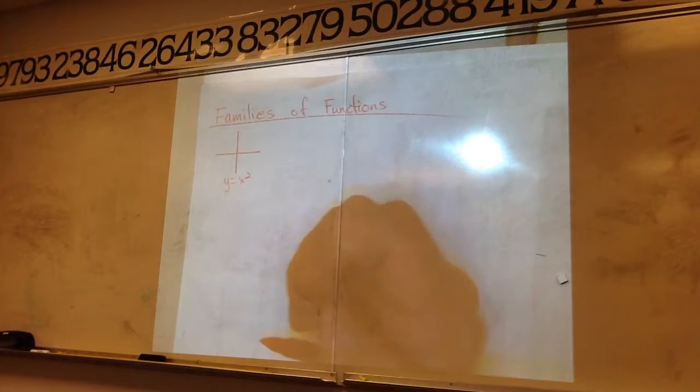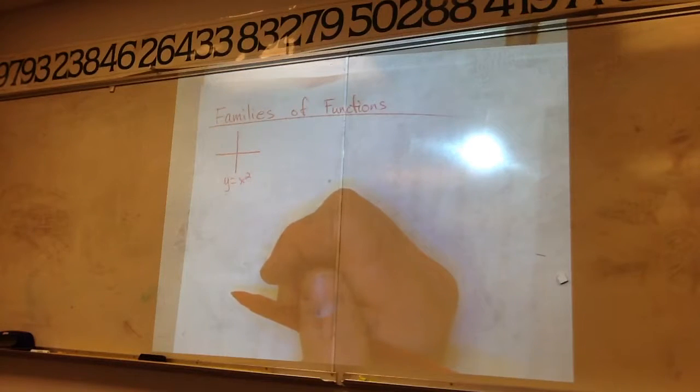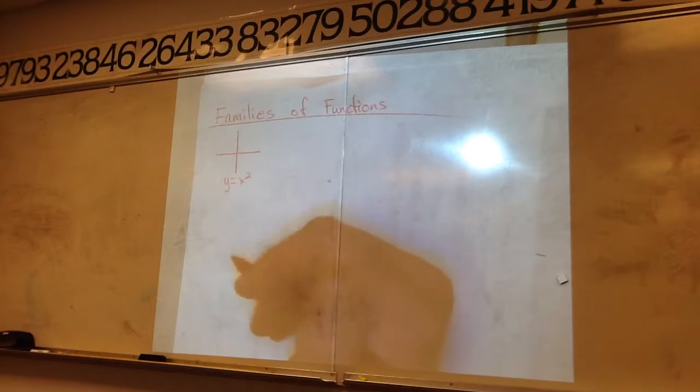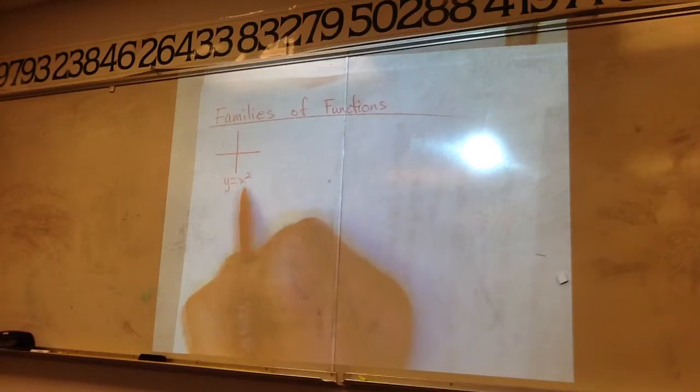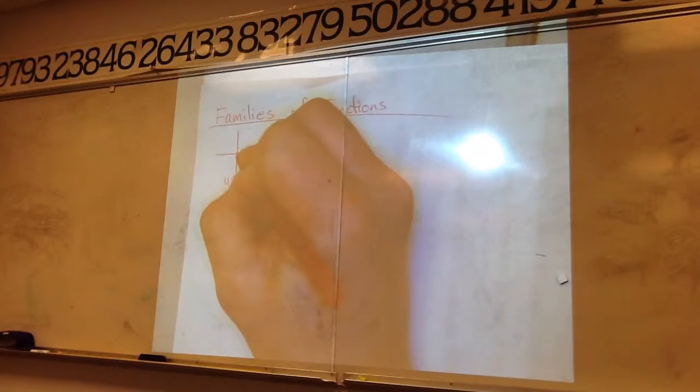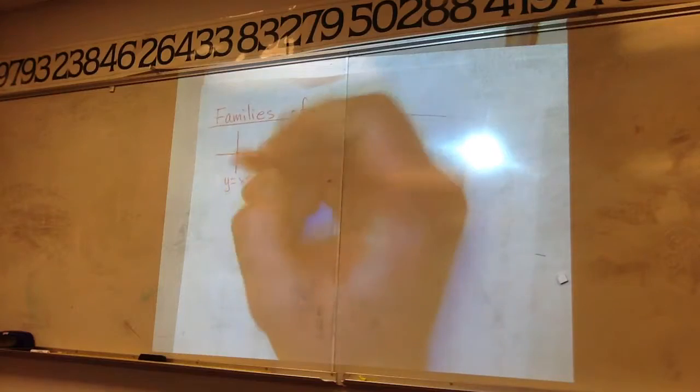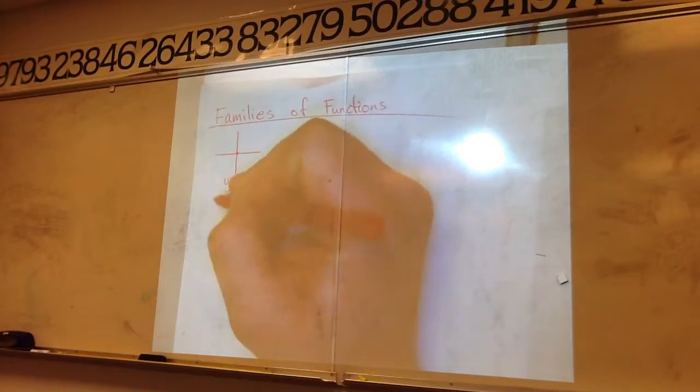Does it start at 0, 0? Yeah, because you can square zero. 0 times 0 is 0. All right. So if I plug in 0 for x, what do I get for y? 0. It starts right there. As x gets bigger, what happens to y?